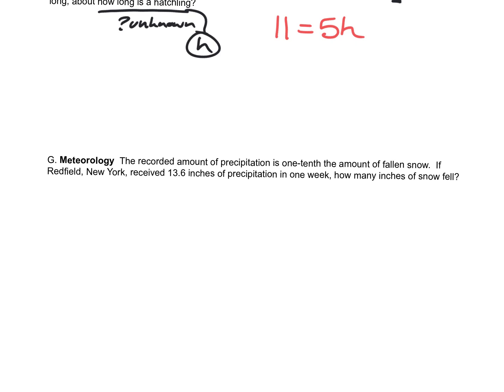Next, same thing. Can you write and solve an equation? The record amount of precipitation is 1/10 of the amount of snow fallen. I see is, and I see precipitation is 1/10. So you can write that as 1/10 the amount of snow fallen, 1/10 of S. There's another way you could say it: precipitation is snow fallen, and 1/10 of that, or divided by 10.